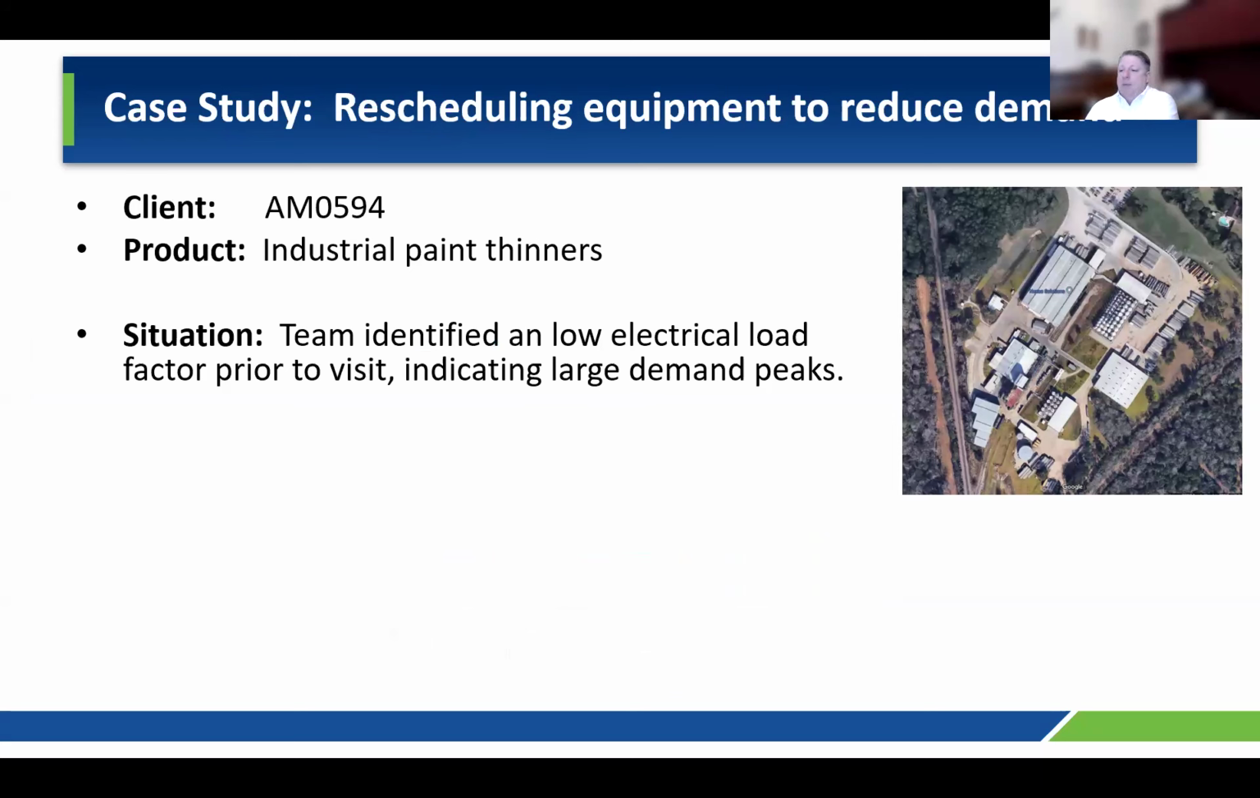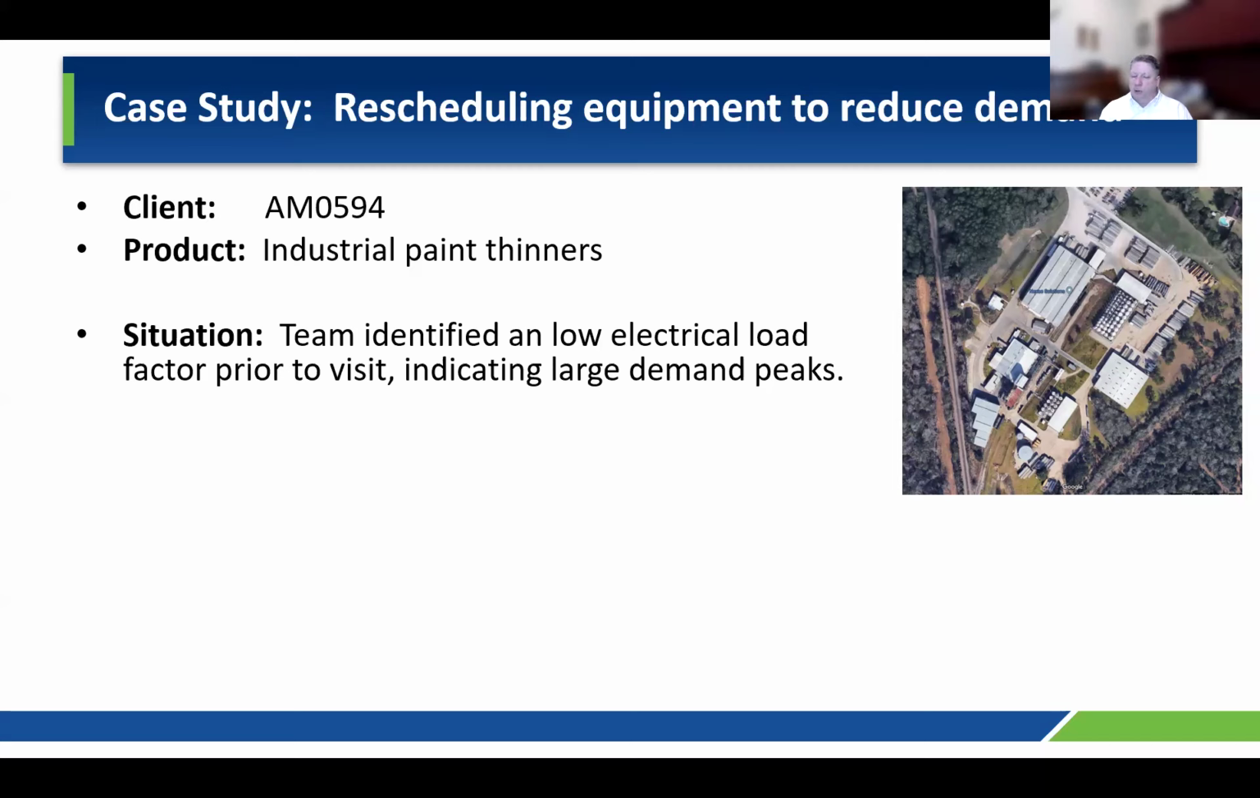A case study and an example on how rescheduling equipment can save you money, even if you don't reduce your energy use, comes from an industrial paint thinner plant that we were at years ago. We identified a low electrical load factor, and this was indicating to us that there was an electrical peak problem. It took us almost a full day to finally figure out what the peak problem was. Because this was a paint thinner facility, you can imagine there was a lot of oil-based products being used across the plant, and so fire danger was a very significant thing.